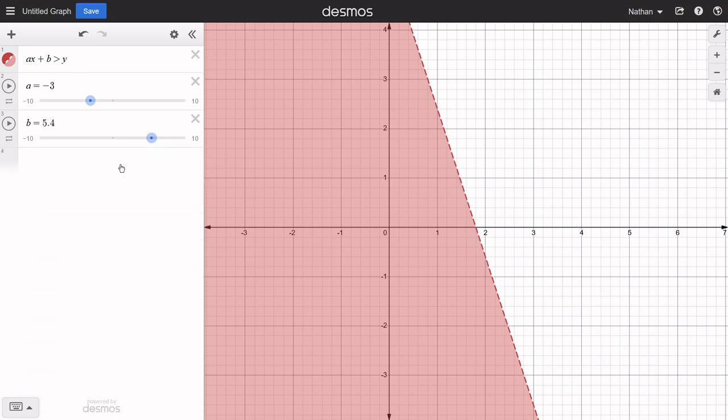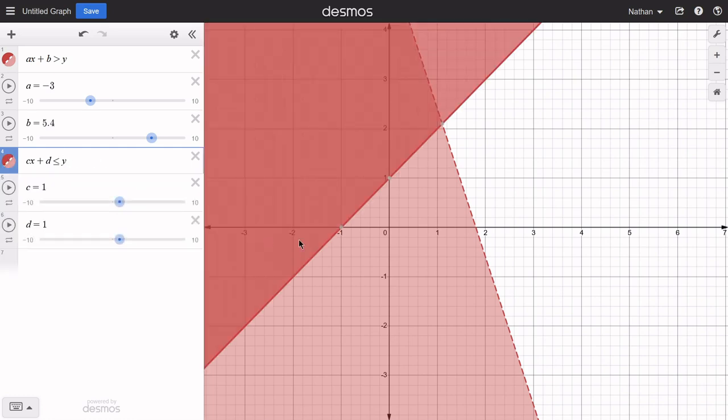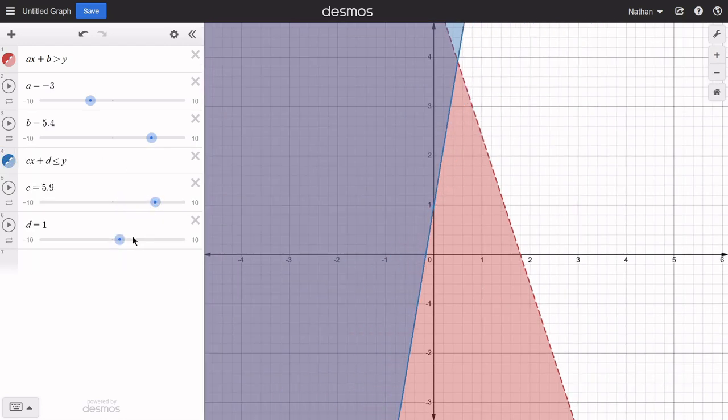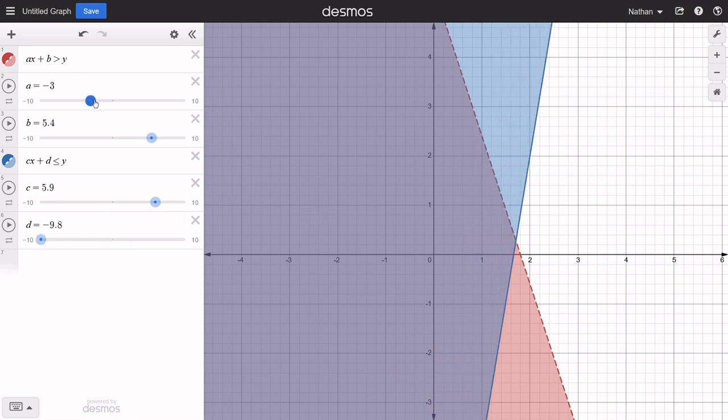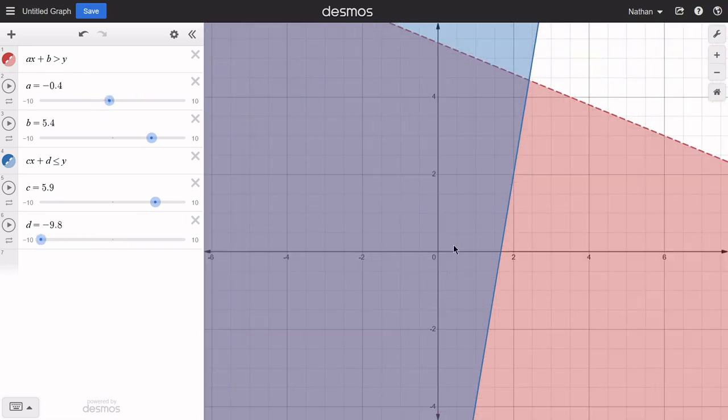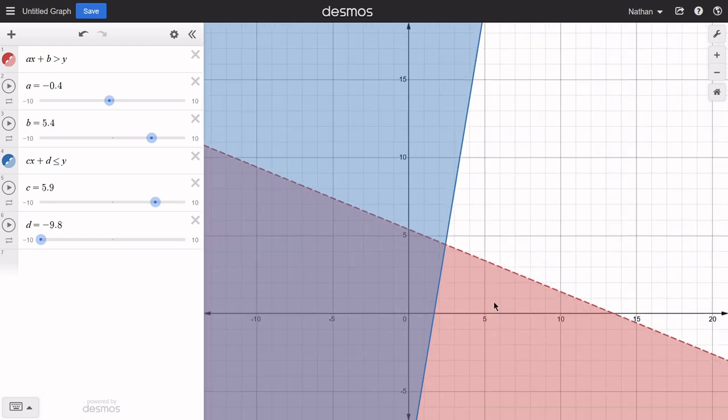And let's look at a second linear inequality. In this case, I'm going to do less than or equal to y, just to have something different than the first one. And this is what we get. Let me color it blue. Okay, and so now this is what I get. And so again, the solution is in the space that's shaded.